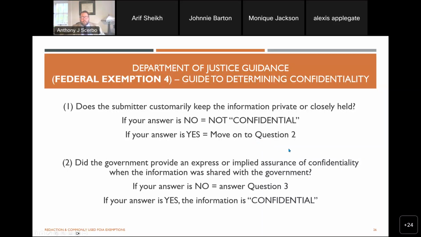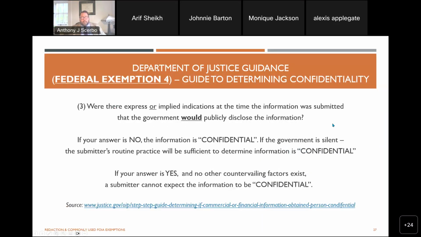But if you said no, there was no express or implied assurance, you go to question 3, which asks, were there express or implied indications at the time the information was submitted that the government proactively would publicly disclose the information? So again, if there were no express or implied indications, then the information is confidential. On the other hand, if the government is silent, you go to the submitter, i.e. the source of the information, and you look at their routine practice, and that will be by itself sufficient to determine whether the information is confidential or not.